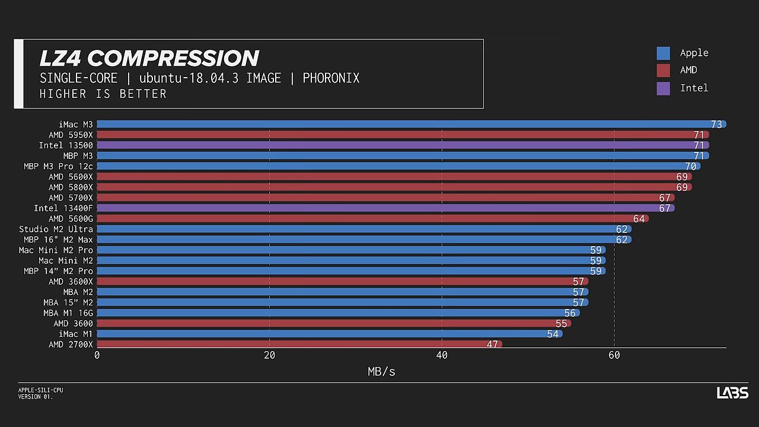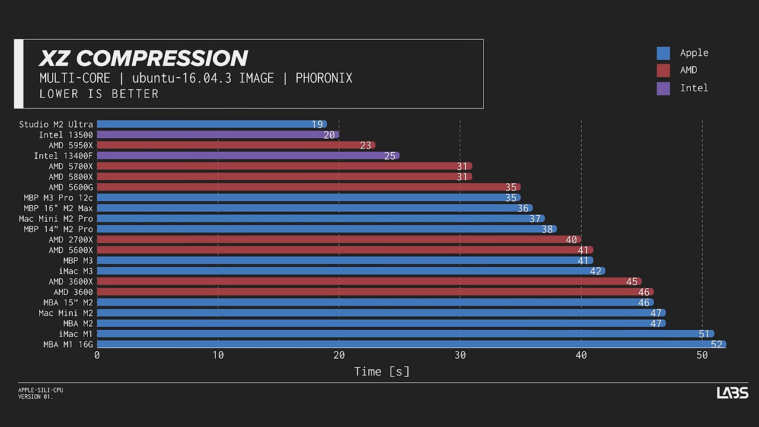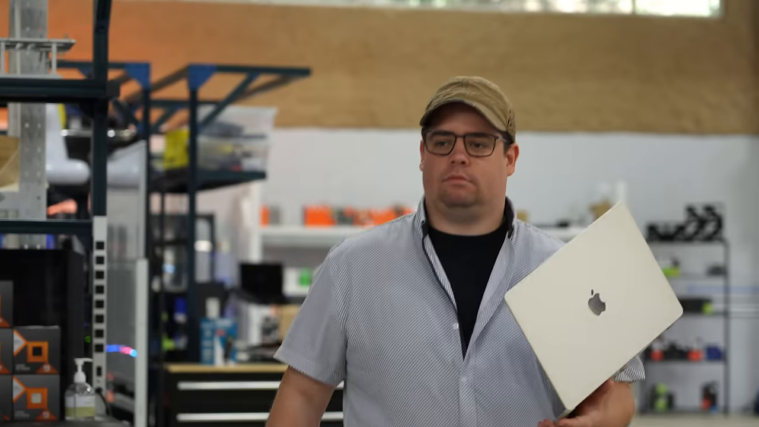LZ4's single core shakes out slightly differently from Cinebench, with most of the Ryzen 5000s closer to the M3 generation. But it appears that with the XZ compression test, Ryzen has a bit more strength than it does in Cinebench.